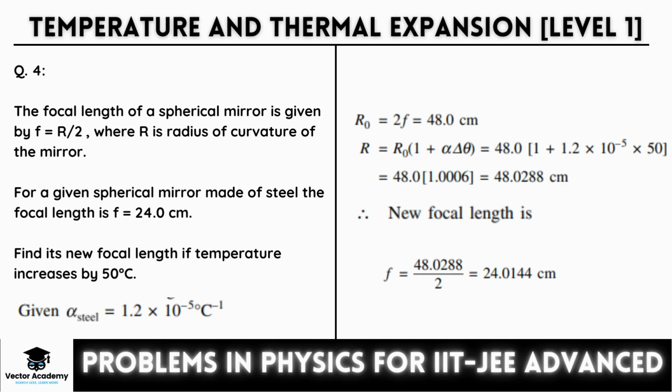1 plus 1.2 × 10^-5 into 50. Therefore, new focal length equals 48.0288 divided by 2, which gives 24.0144 centimeter.